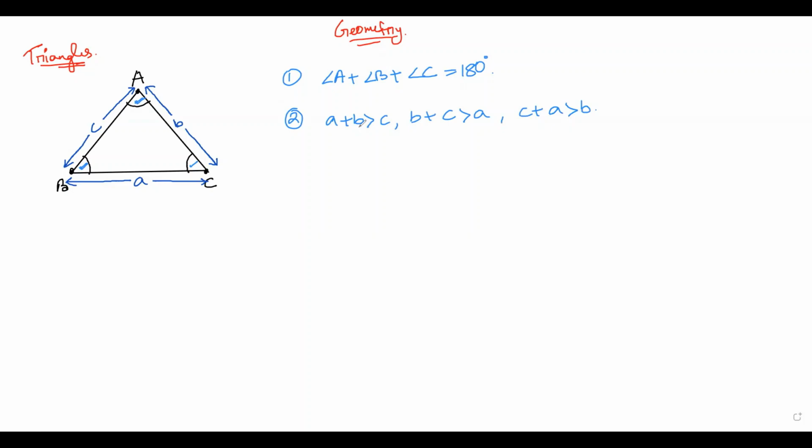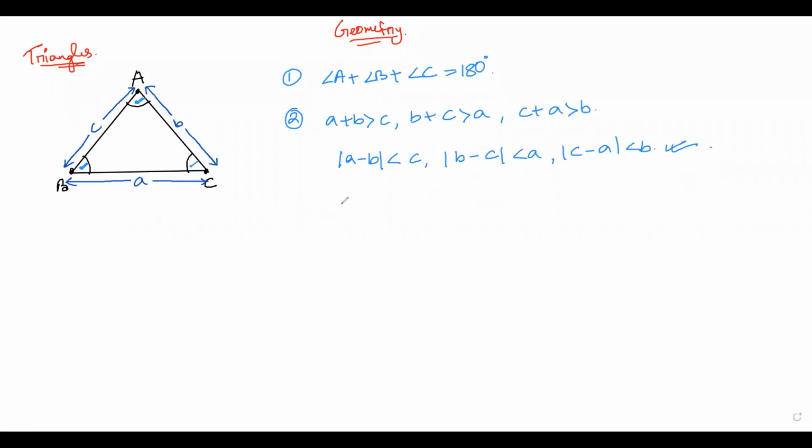Conversely, if we take one of the sides on the right hand side, in that case, the difference of 2 sides would be lesser than the third side. So we can also write it as mod of a minus b would be lesser than c, mod of b minus c would be lesser than a, and mod of c minus a would be lesser than b. That is, the sum of 2 sides of a triangle would be greater than the third side, or the difference of any 2 sides of a triangle would be lesser than the third side.